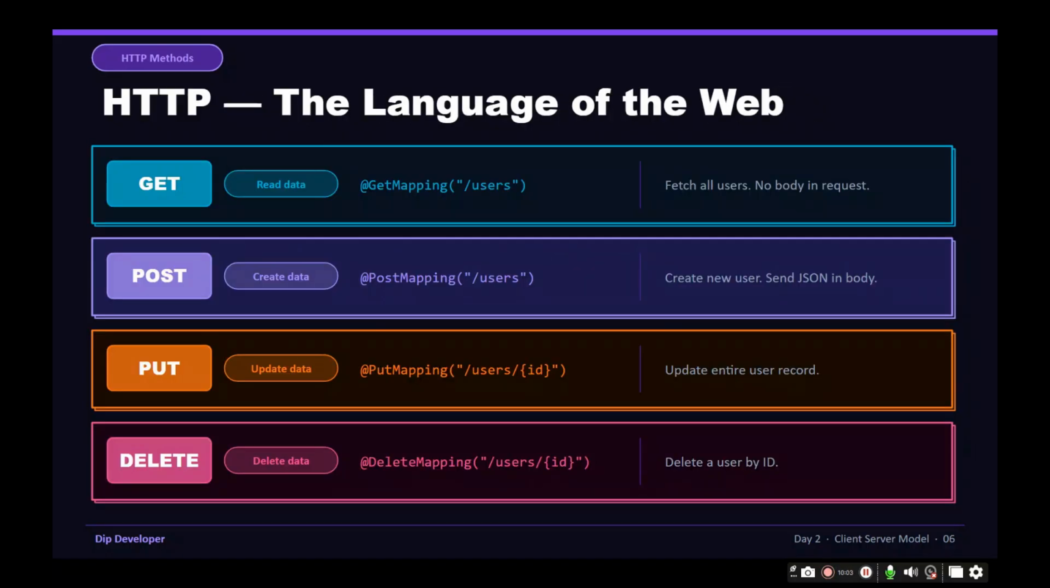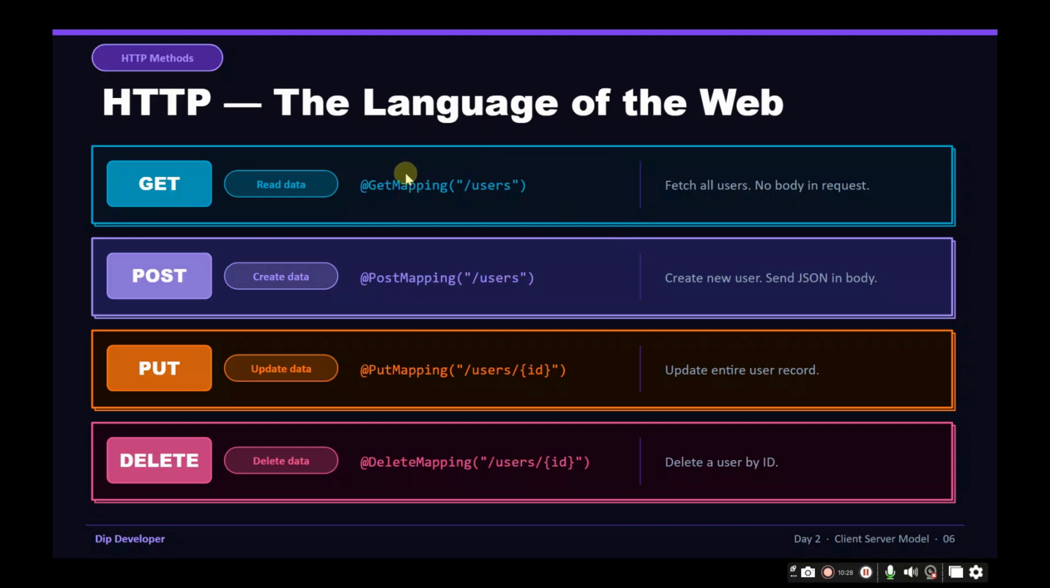Let us talk about HTTP methods, the vocabulary of the web. When a client sends a request to the server, it has to say what it wants to do. That is what HTTP methods are. In Spring Boot, which we are taking as an example, there are actually four main ones, and as a Spring Boot developer you are already using all of them.